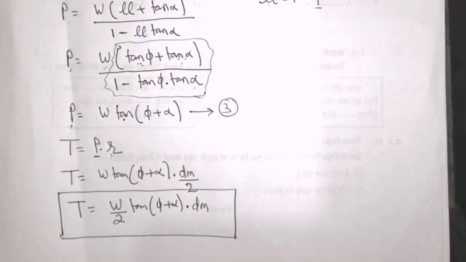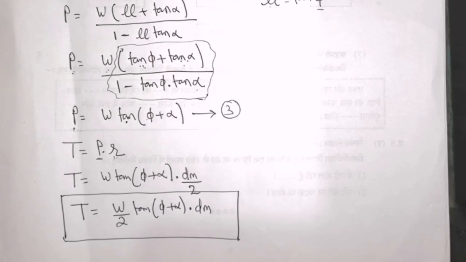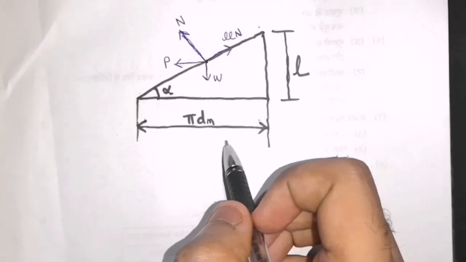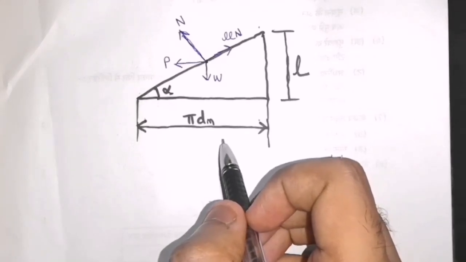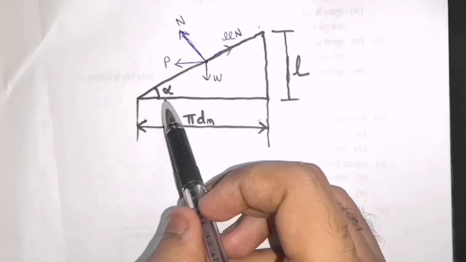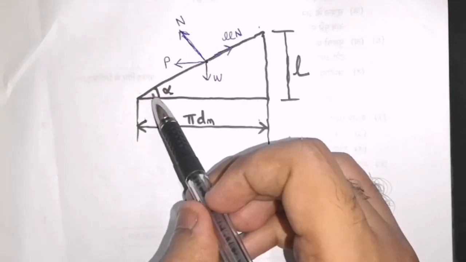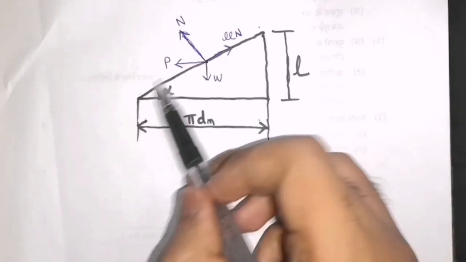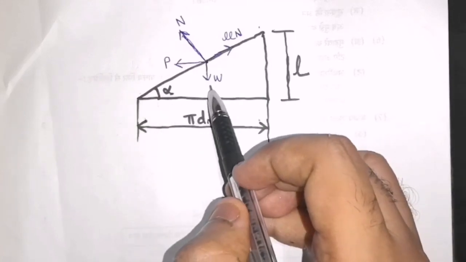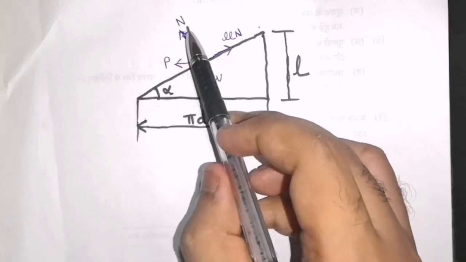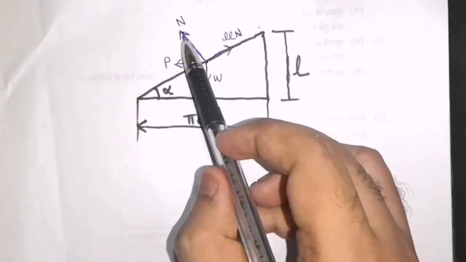Once the load is lifted, after doing the work, the same load has to be lowered down. Now let us derive the equation for torque required to lower the load. To derive the expression, again I have considered one thread of the screw with a helix angle alpha. The forces acting on this screw are, first, the load which is acting on the screw, and the normal reaction offered by the surface of the screw.